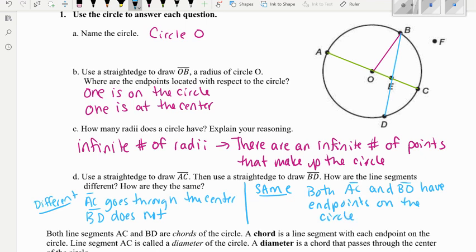So both line segments, AC and BD, are called chords of a circle. A chord is a line segment with each endpoint on the circle. Line segment AC is called the diameter of a circle. A diameter is a chord that passes through the center of a circle. So if it passes through the center, it's called a diameter. If it doesn't pass through the center and it just has two endpoints on the circle, then we're just going to call that a chord.